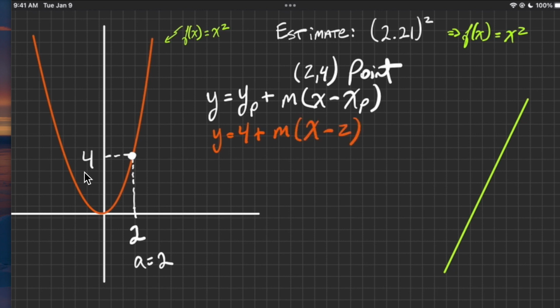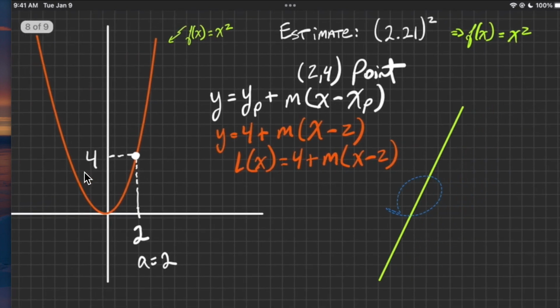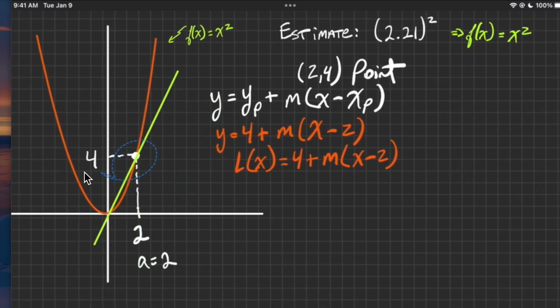And the final thing we're going to do is change that y to L of x. Okay, so here's our L of x. It's going to be a tangent line that we're going to bring in right there. That line is L of x.